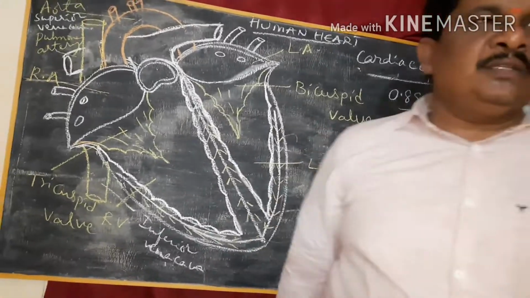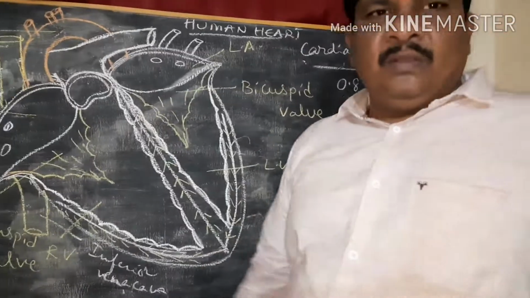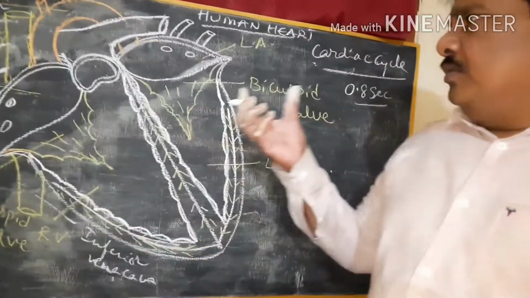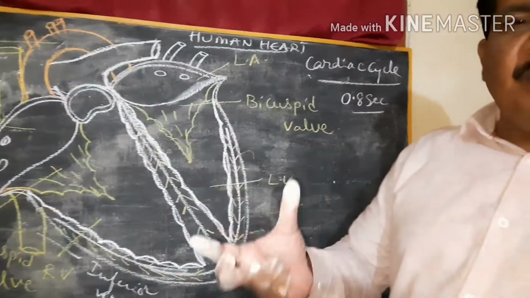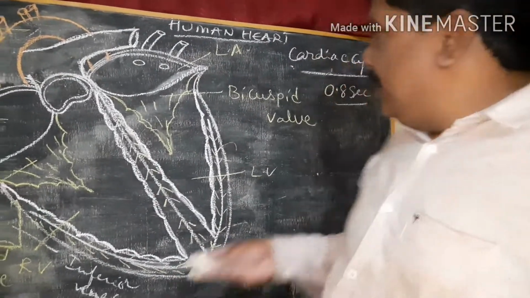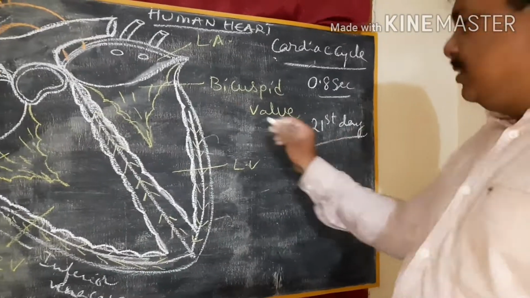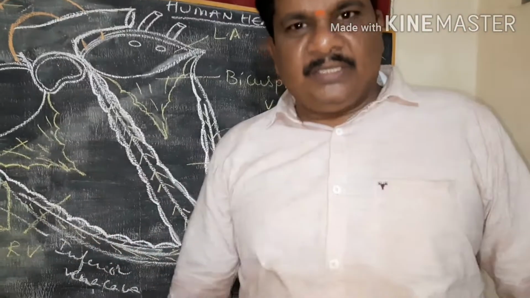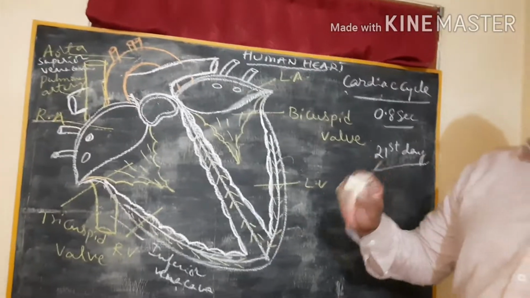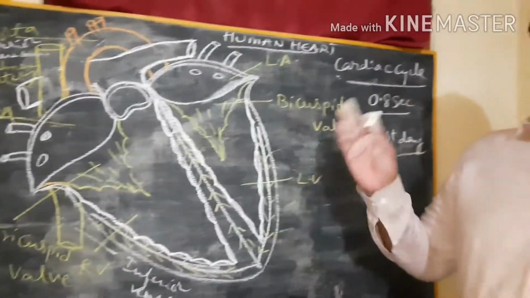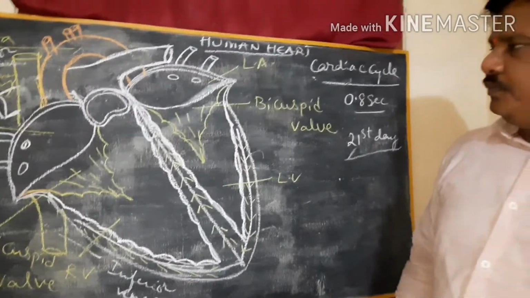0.8 seconds. So friends, when does the heartbeat start? When a human being is in the embryonic stage, on the 21st day of the embryonic stage, our heart starts beating. So the heartbeat starts from the 21st day of the embryo until the end of life. The heart is made up of cardiac tissue, cardiac muscle.